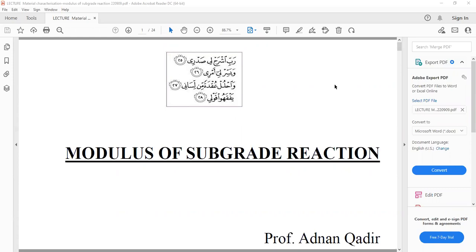Today's lecture is about modulus of subgrade reaction. This modulus of subgrade reaction is used as an input in the design of rigid pavements, be it highway, port pavement, or an airport pavement.